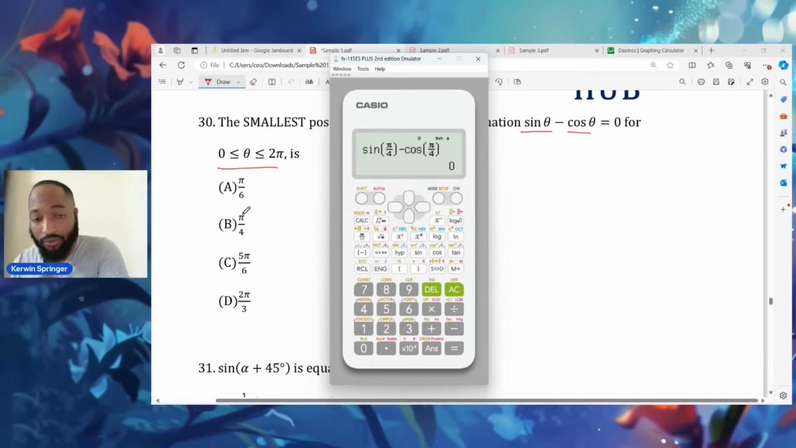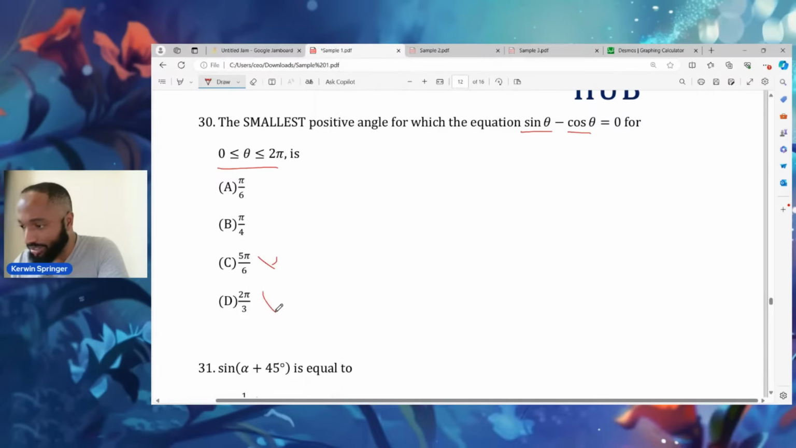Pi over 4. Is there anything smaller here than pi over 4? This is not smaller than pi over 4, and this is not smaller than pi over 4. So pi over 4 is the answer. What do you think about that? What are your thoughts on that, people?